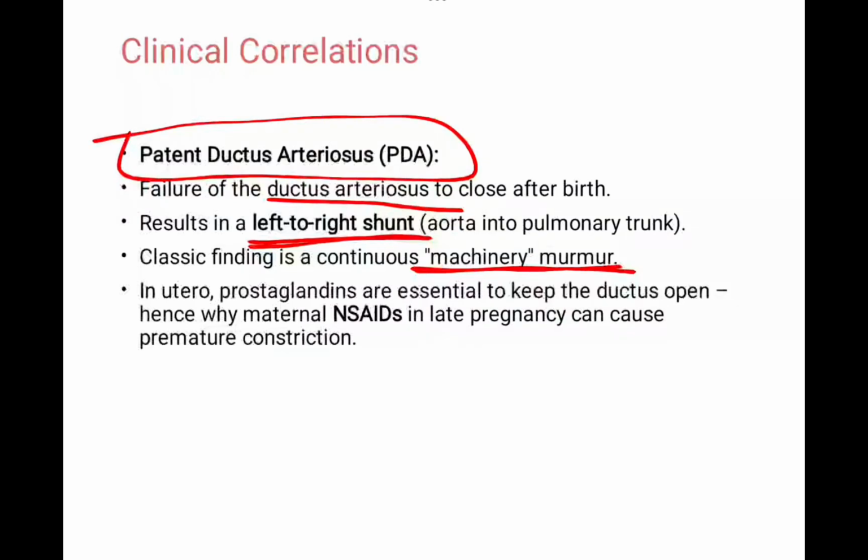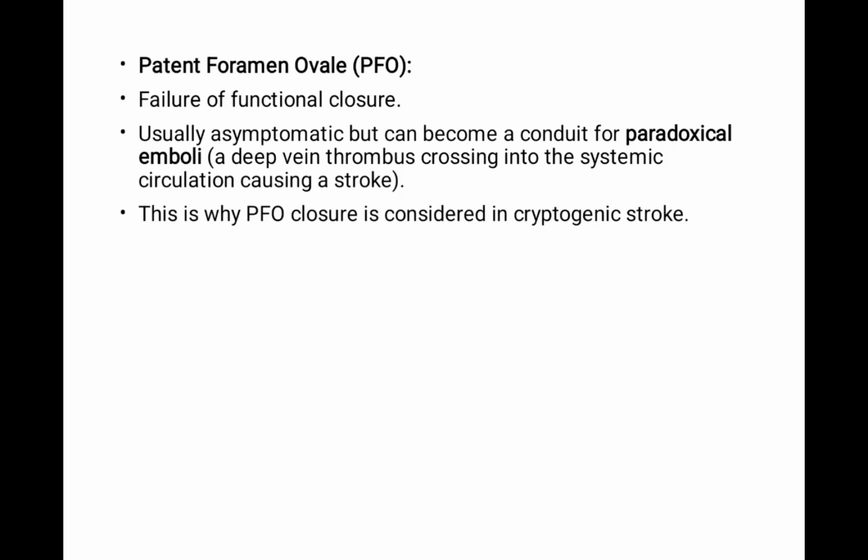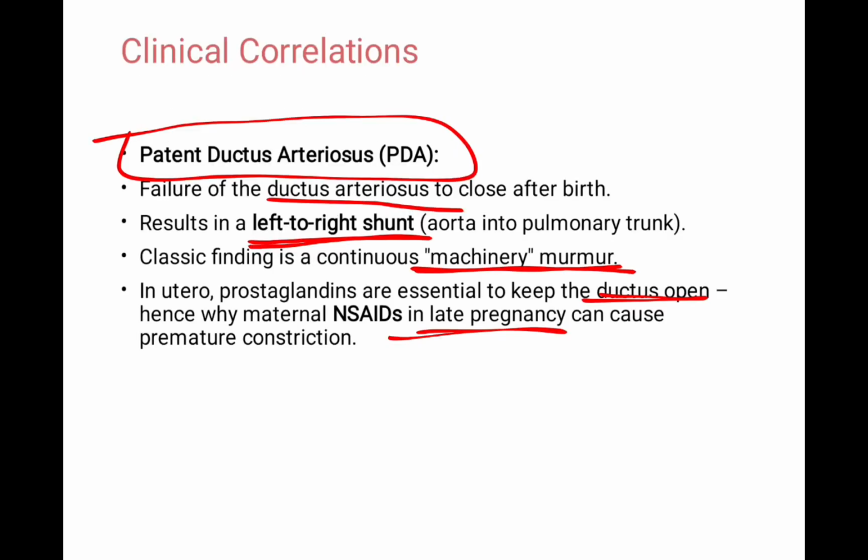In utero, prostaglandins are essential to keep the ductus arteriosus open. Therefore, maternal NSAIDs in late pregnancy can cause premature constriction of the ductus arteriosus. That's why NSAIDs are not advised in late pregnancy, because NSAIDs will cause an early or premature closure of the ductus arteriosus. So surgeons also use NSAIDs when there's a patent ductus arteriosus. They give NSAIDs to try to help close the patent ductus arteriosus.